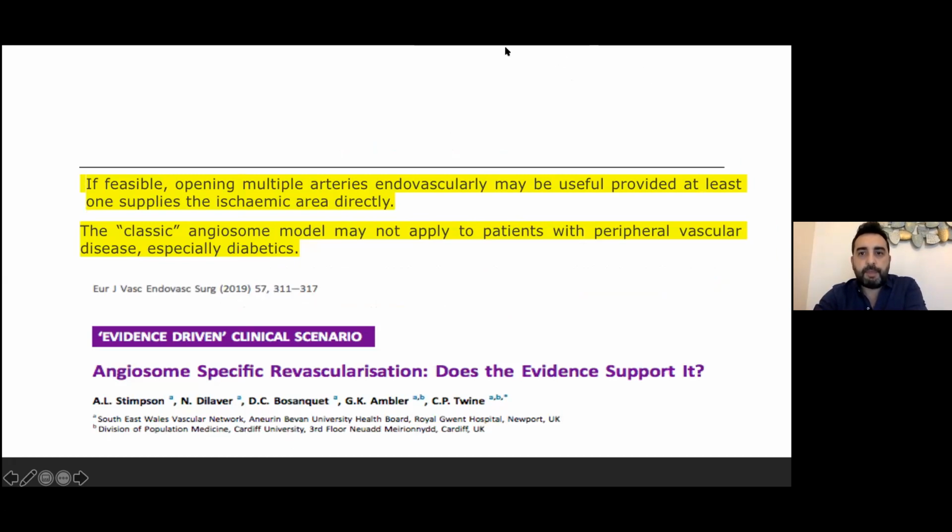If feasible, opening multiple arteries endovascularly may be useful, provided at least one supplies the ischemic area directly. The classic angiosome model may not apply to patients with peripheral vascular disease, especially in diabetics. In this article, Evidence-Driven Clinical Scenario, Stimpson and colleagues emphasize these notable results. We also think like this: if feasible, opening multiple arteries may be more important in patients with critical limb ischemia.